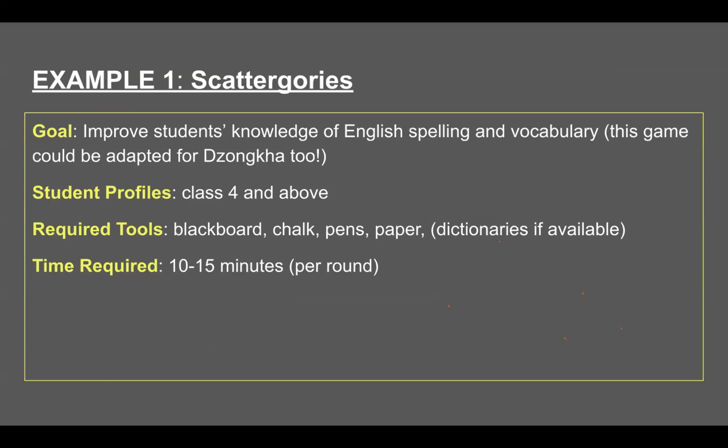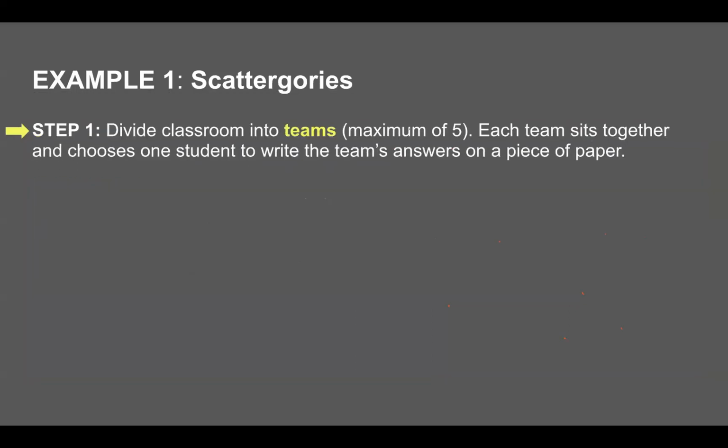So the first game I will discuss is called Scattergories. The goal of Scattergories is to improve students' knowledge of English spelling and vocabulary. And this game could be adapted for Dzongkha as well. The student profile I usually do is for class 4 and above. And the required tools, no, we don't need a supercomputer. We need a blackboard, chalk, pens, and paper. And if you have dictionaries in your classroom, that's great to let the students use the dictionaries. And the time required, we usually do many rounds in one class, is about 10 to 15 minutes per round.